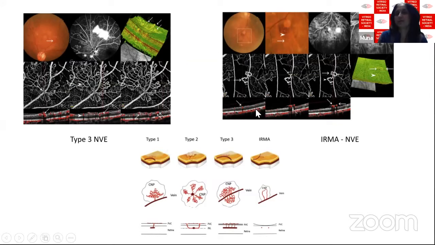And if you follow these areas slowly, you will find that this part of the complex is intraretinal. Suddenly it breaks through the ILM, and then you have another structure on the top, which is actually the neovascularization. So you see this is IRMA converting into neovascularization. Those are a few interesting things that I found when looking at OCT features in diabetic retinopathy.